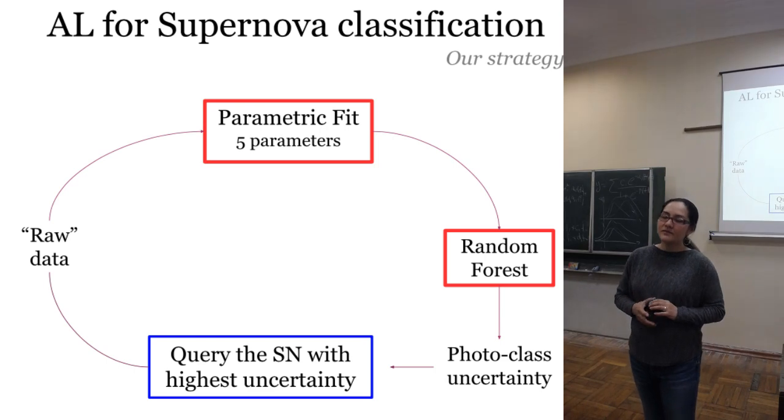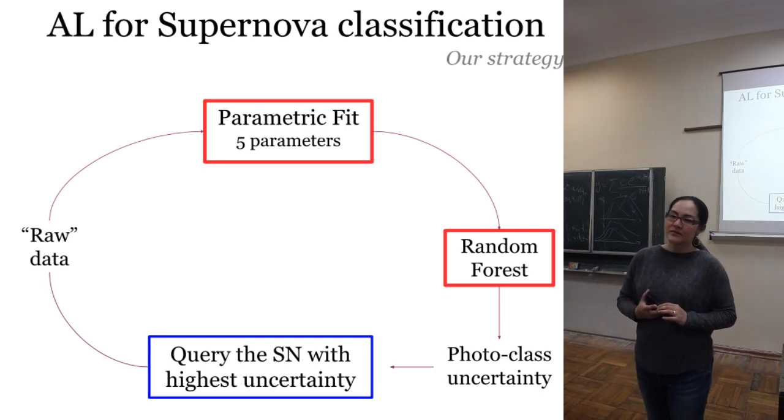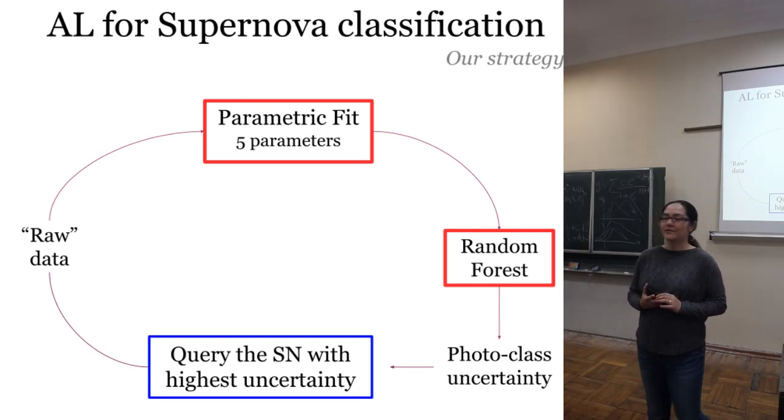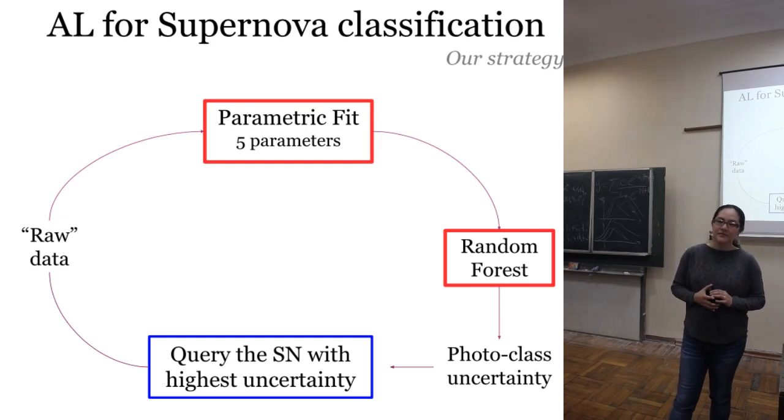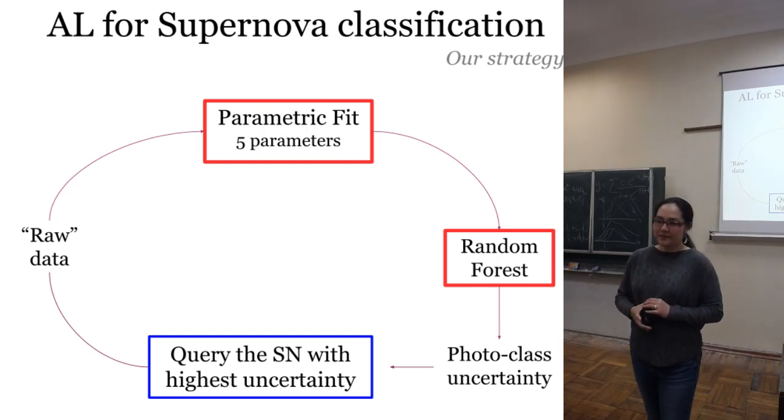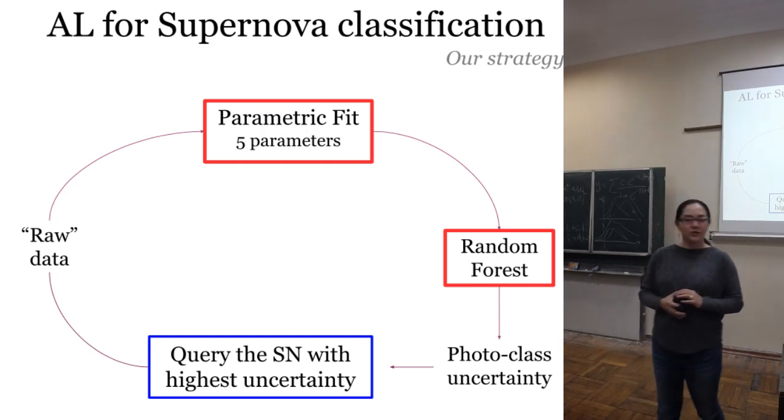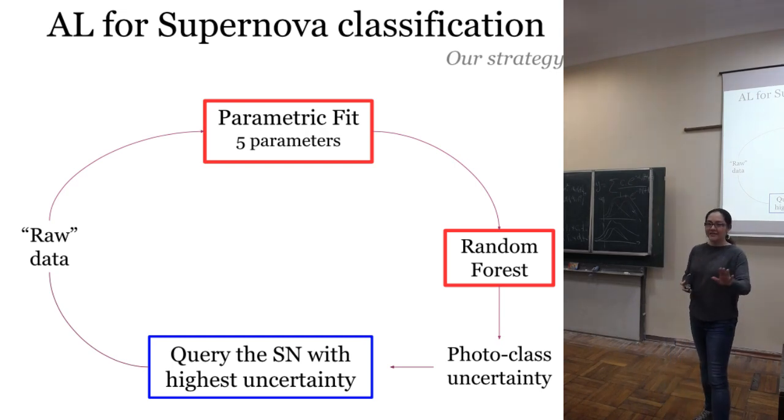Do you check that this probability function is a real probability function? Because it can be too broad, for example. Or do you calibrate this probability? No, I didn't calibrate anything.